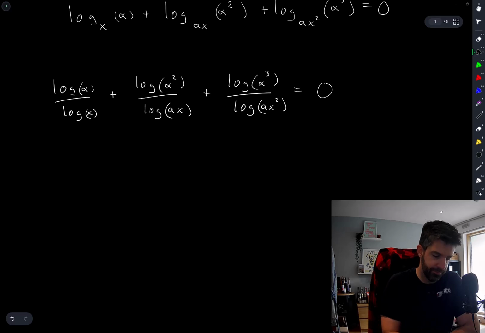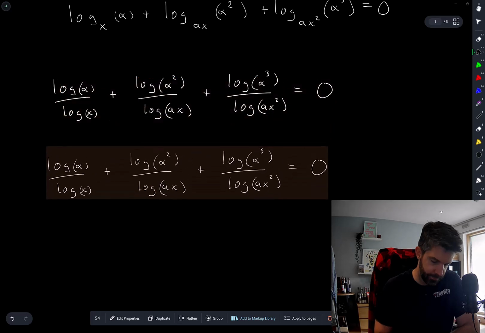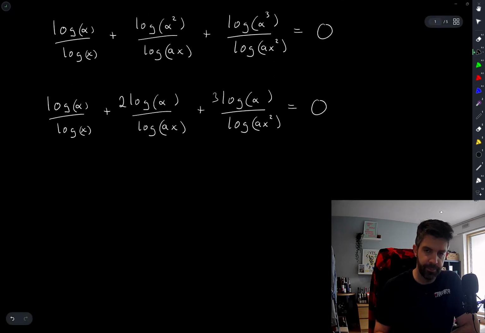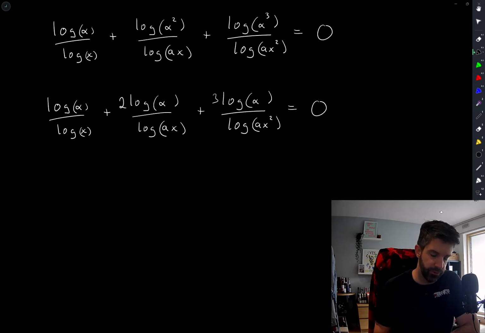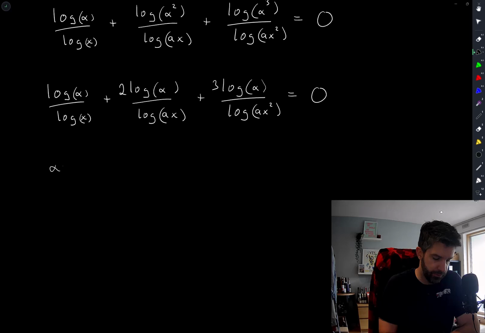If I just copy this and put a 2 here and a 3 here like that, it says that alpha is greater than 0. So these logarithms are all defined. I guess I should assume that alpha is not equal to 1. Alpha equals 1 makes this trivial, right? The equation is automatically satisfied. So we assume alpha is not equal to 1.